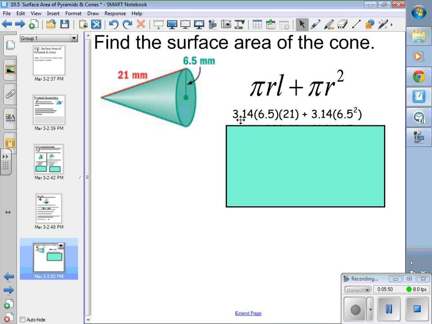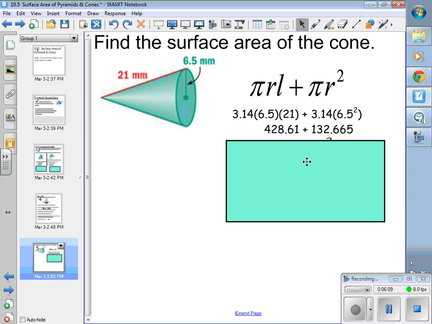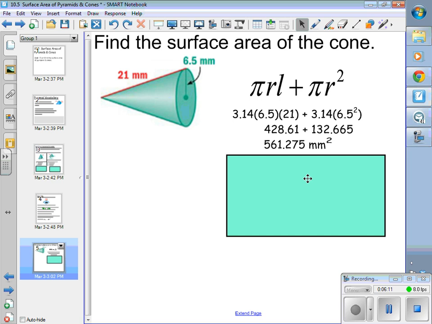We've got 3.14 for pi. We've got 6 and 5/10 for the radius, and our slant height of 21, and then we've got pi again, and our radius squared. We work out the math on those, we add them together, and there's our answer.